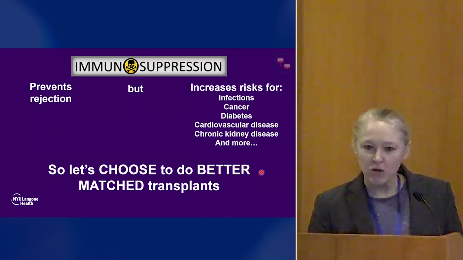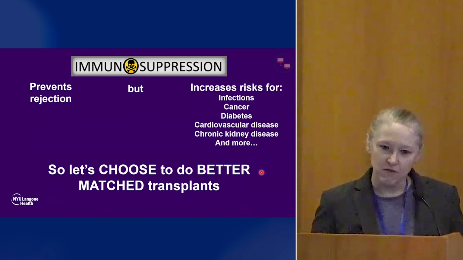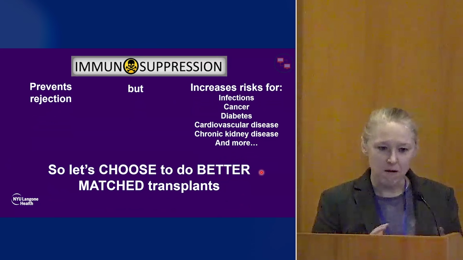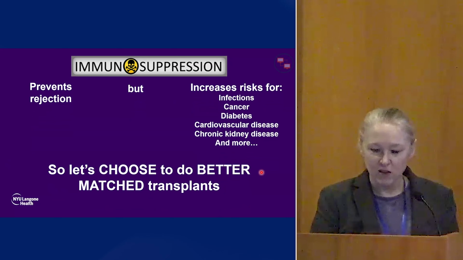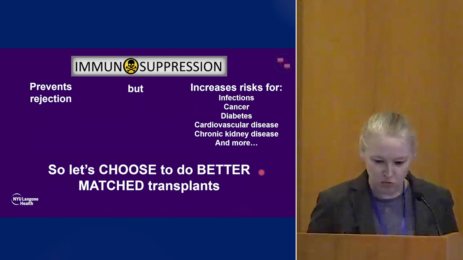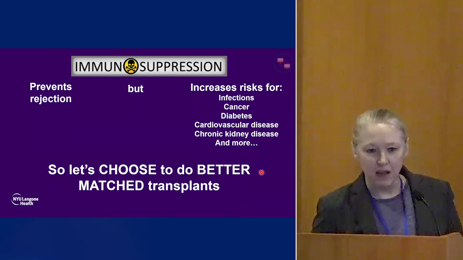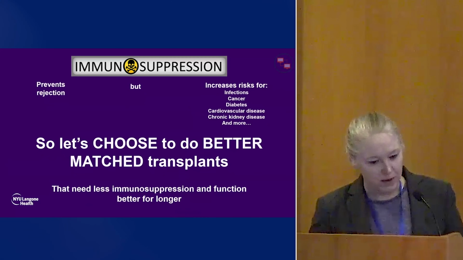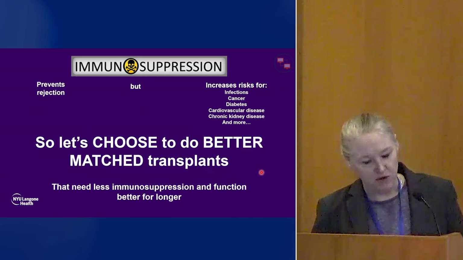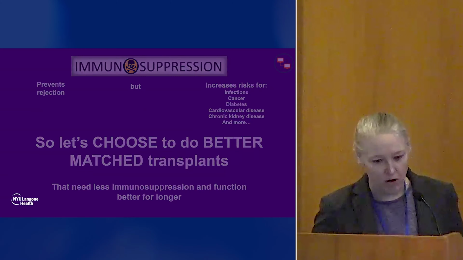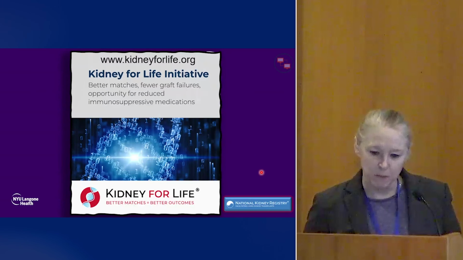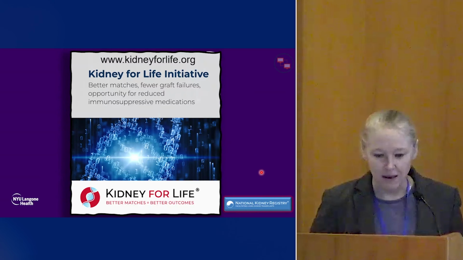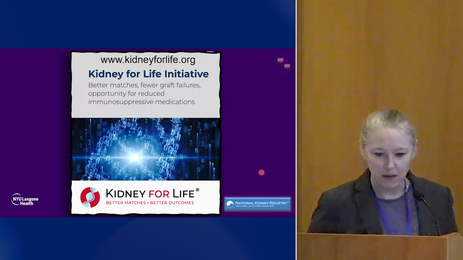And so now that we have the ability to, at a very sophisticated level, compare donors and recipients, that we think we can sort of gauge what are the highest risk and the lowest risk pairs, let's choose now to do better matched transplants that need less immunosuppression and can function better for longer. So I just want to briefly talk about how this new technology is being put into practice and being used today. And I think we'll see this expand over the coming years.